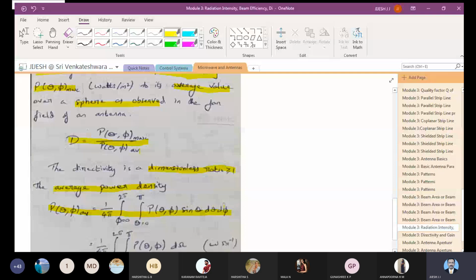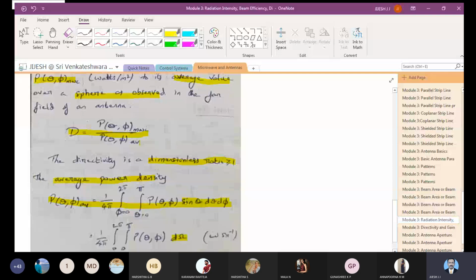I have told you always to remember that sin theta d theta d phi can be replaced as d omega. Going through these things while I am teaching will be helpful, so that you can understand things faster. Sin theta d theta d phi we have studied as d omega, so I have substituted d omega in its place. We just completed substituting these things.